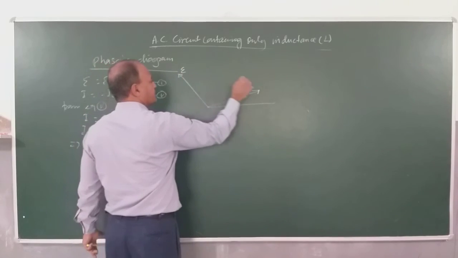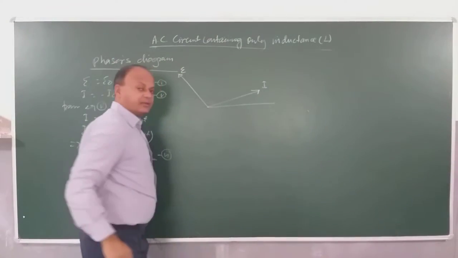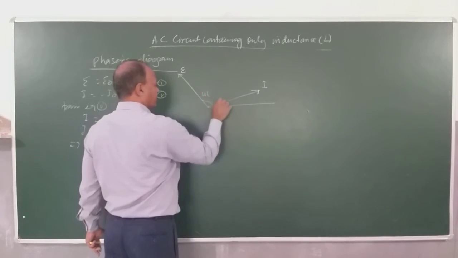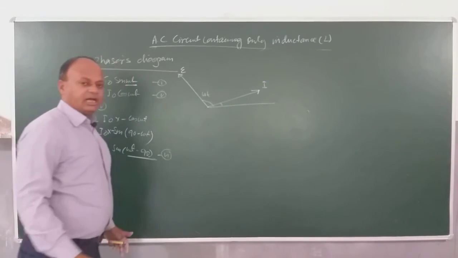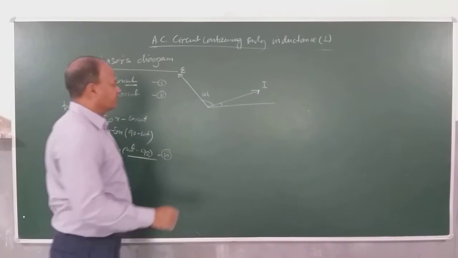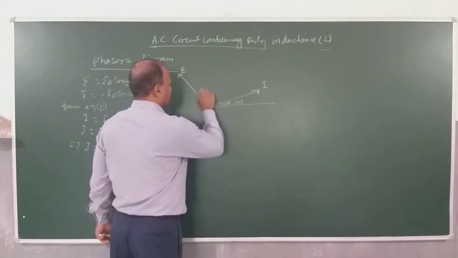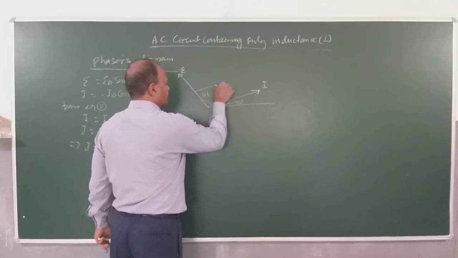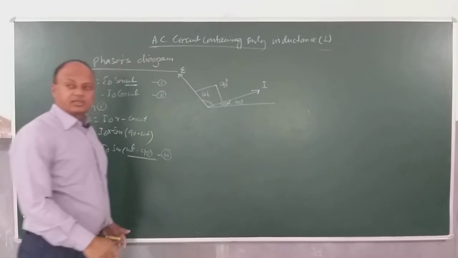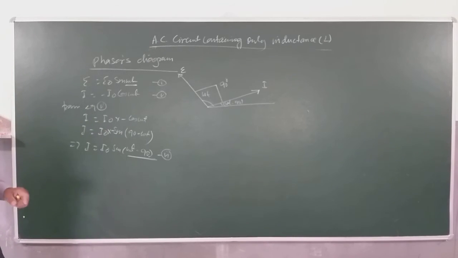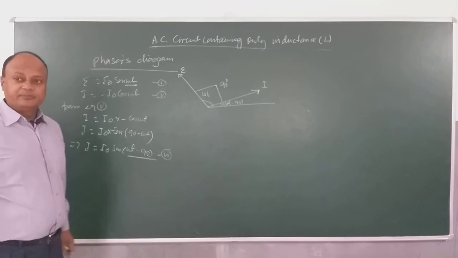then this is E and this is I. E is having what phase? Omega t. And I is having what phase? Omega t minus 90. So this is the phase difference between them. And how much is this? 90 degrees.